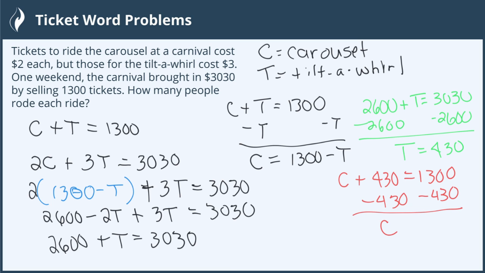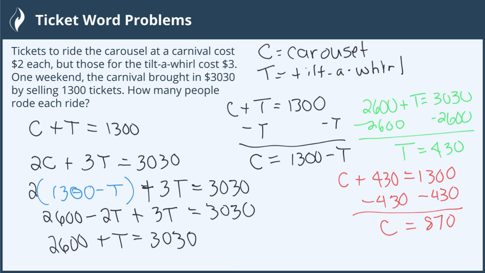And that's going to give me C equals 870. Now we can check this answer by putting it back into the other equation, because we know we used the first equation to find our two answers. So we know 870 and 430, if we add those together, we get 1,300.